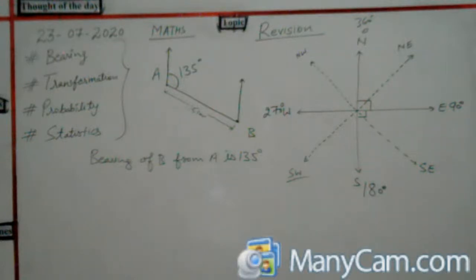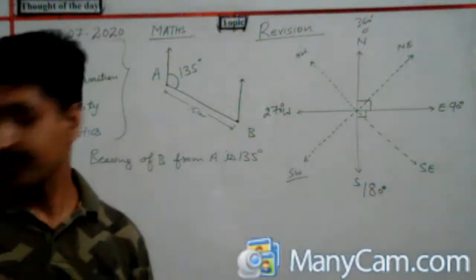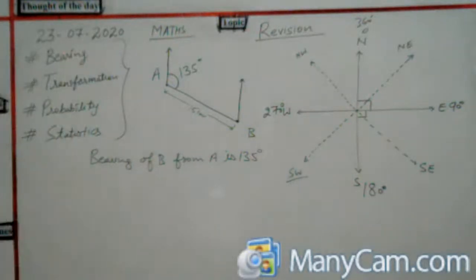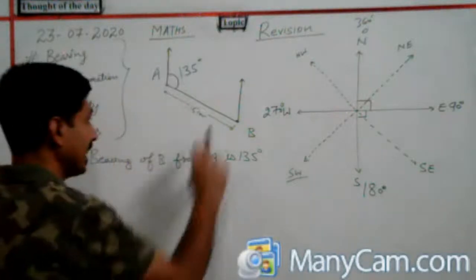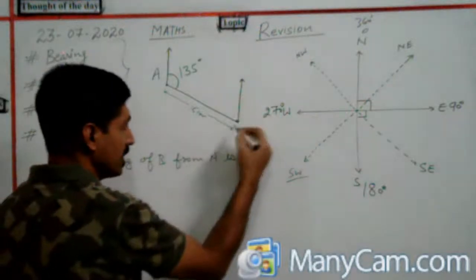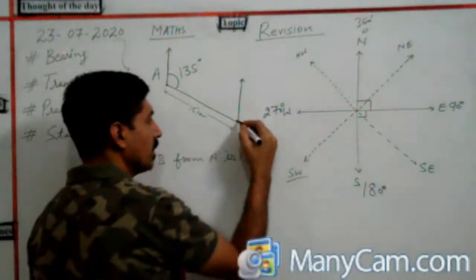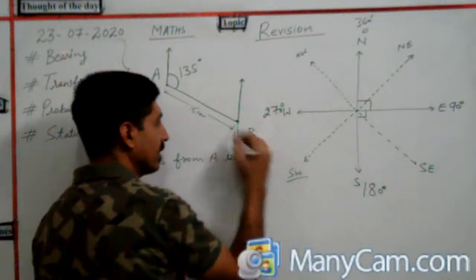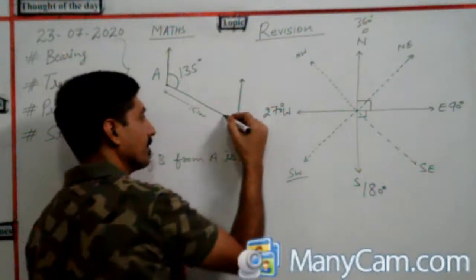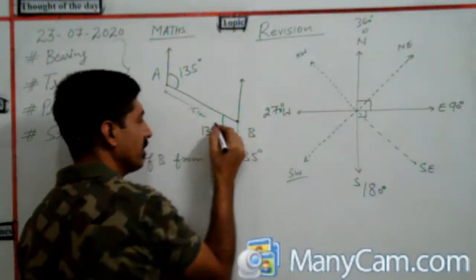He is saying 180 plus 135, that is the back bearing, the bearing of A from B. Puneet, you are asking about this one. Let this be a straight line, then this angle, by alternate angles, is again 135 degrees.